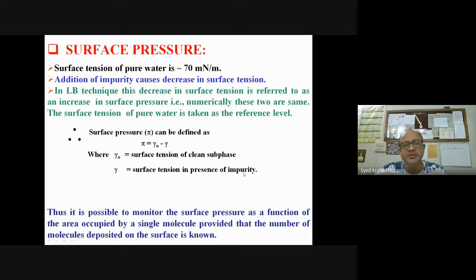So the net value of this difference is noted, and also the area of the trough where you spread the molecules. This is also known. So you can calculate this area, and also the number of molecules you spread, you can have an idea from the concentration also. So in the LB technique, we measure the area per molecule and this change in surface tension. We decrease the area with a barrier. I will show it. Then the area per molecule changes and the change in surface pressure also changes. So we plot this. This is known as the surface pressure area isotherm. And from this, we can get an idea about the organization of molecules at the air-water interface.